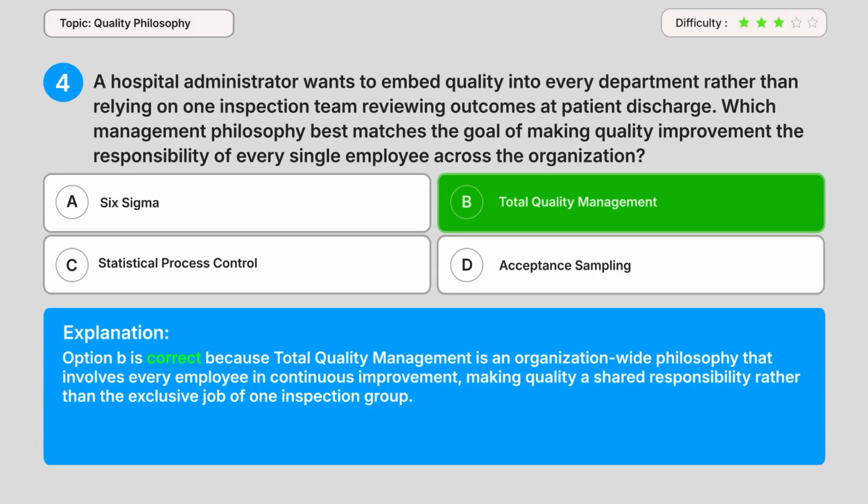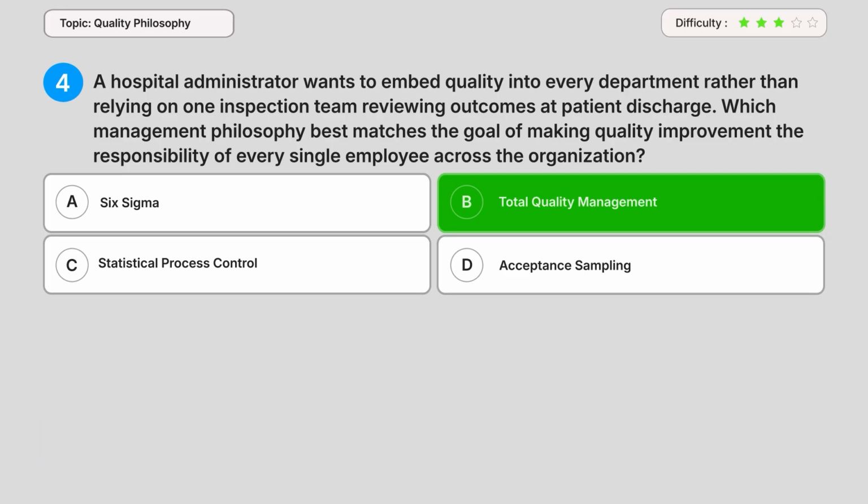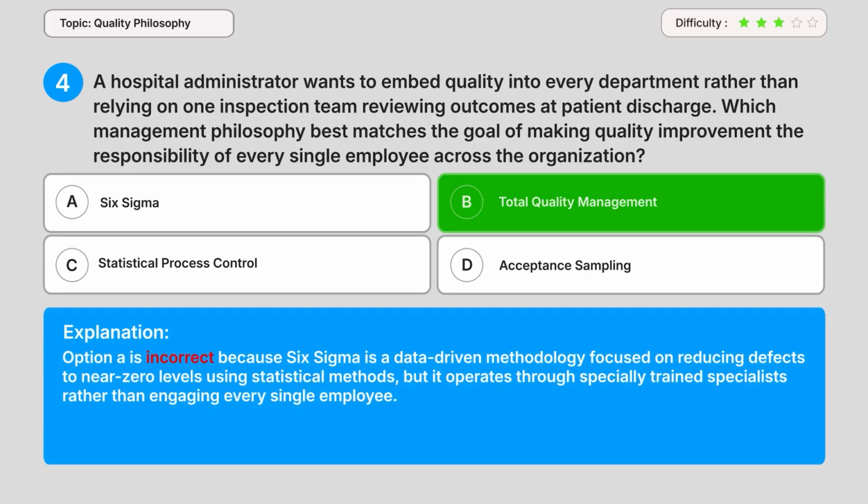Explanation: Option B is correct because total quality management is an organization-wide philosophy that involves every employee in continuous improvement, making quality a shared responsibility rather than the exclusive job of one inspection group. Option A is incorrect because Six Sigma is a data-driven methodology focused on reducing defects to near zero levels using statistical methods, but it operates through specially trained specialists rather than engaging every single employee.